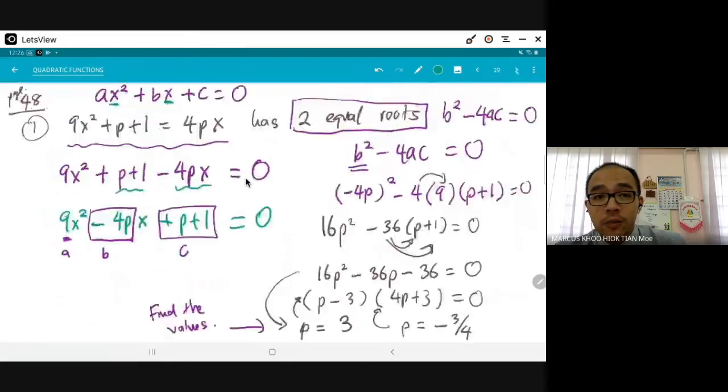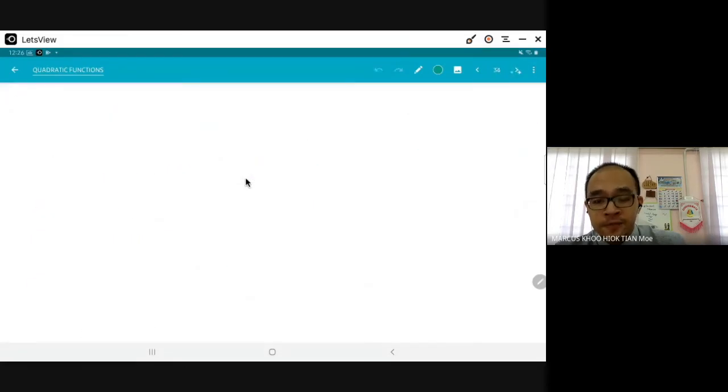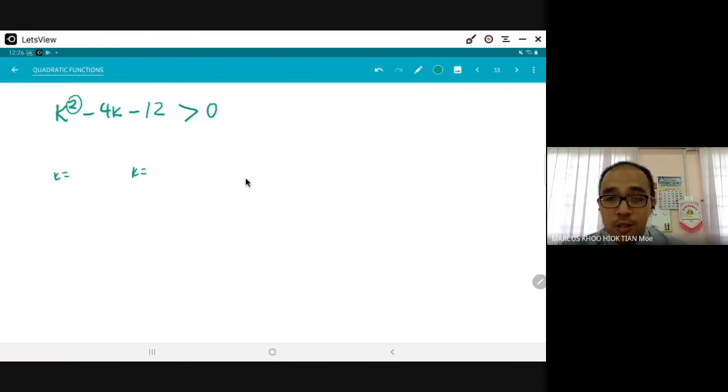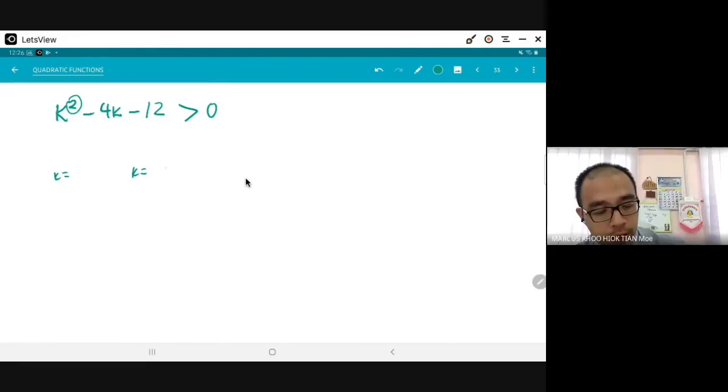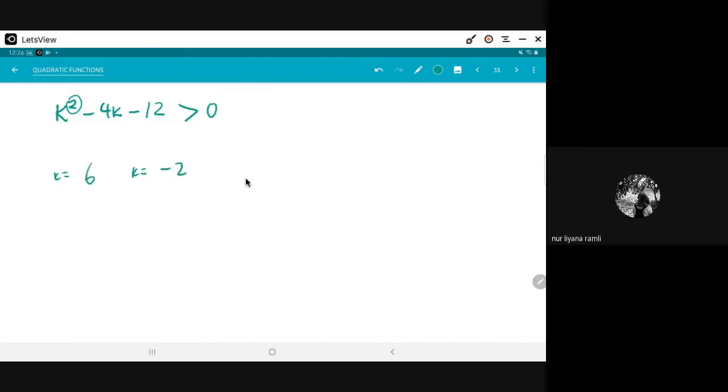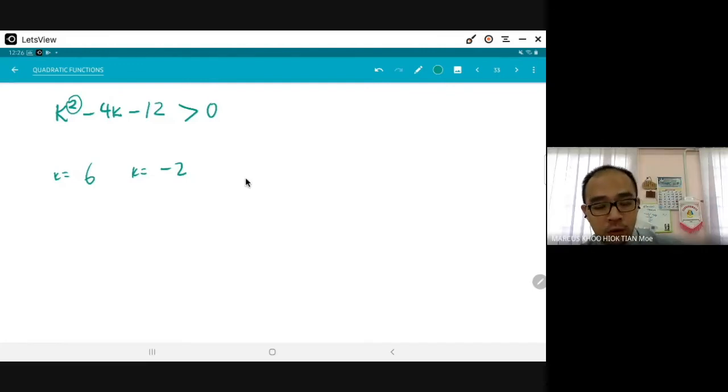Okay, so can you tell me what is the root for this? For k squared minus 4k minus 12, when you use EQN, what will you get? k equals what? k equals what? Try to find it first. What are the two values? According to the calculator, when you use EQN, what do you get? 6, and then k equals negative 2. Is it positive 6? Yes, positive 6. Okay. Positive 6, negative 2.